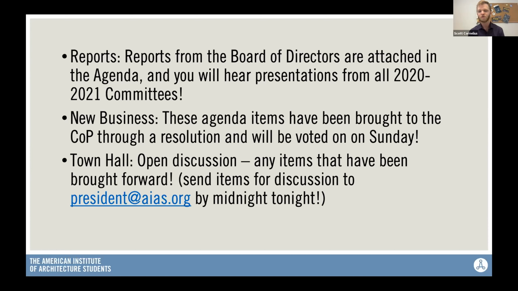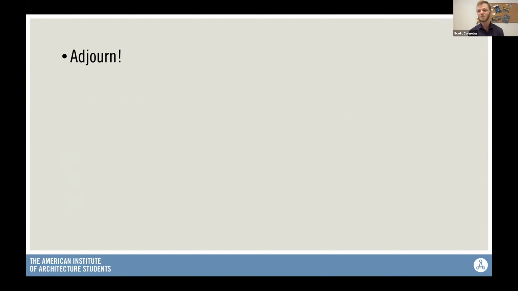So any items that have been brought forward, if you want items to discuss in town hall, please email those to me at president@ais.org by midnight tonight, so that we can have a schedule for that and have a structured discussion. Town hall is not for motion making. So if somebody tries to make a motion to do something, we won't be able to do it in town hall because it's just for discussion. So if there's any sort of student issue or organizational issue you just want the COP to talk about, definitely email that to me and we will be excited to discuss it with you. And then we will adjourn. And that is a full account of the order of business.